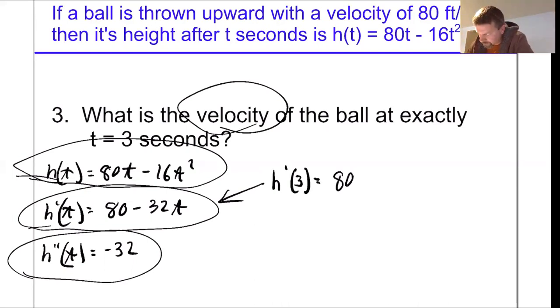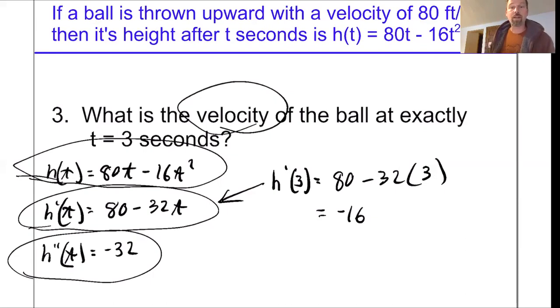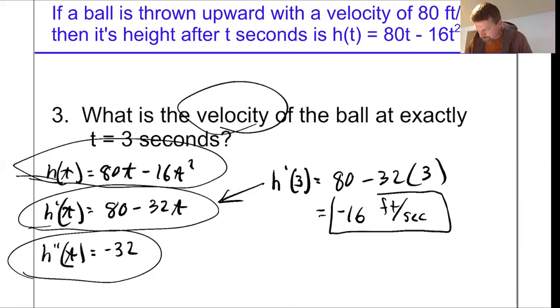This would be 80 minus 32 times 3, which is negative 16. In other words, I can tell that after 3 seconds, the ball that's been thrown in the air is already falling back down towards Earth. How can I tell? Because its velocity is negative. It's coming back downward. In fact, I can tell specifically how fast: negative 16 feet per second.